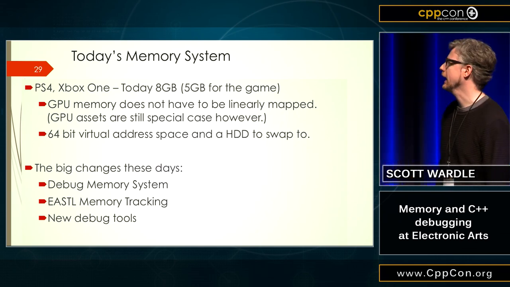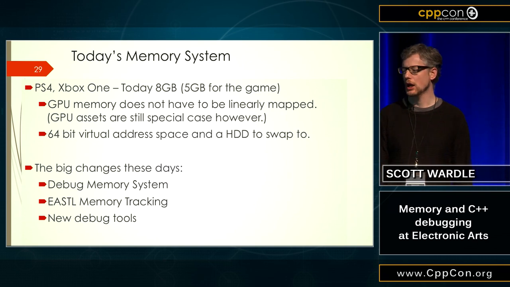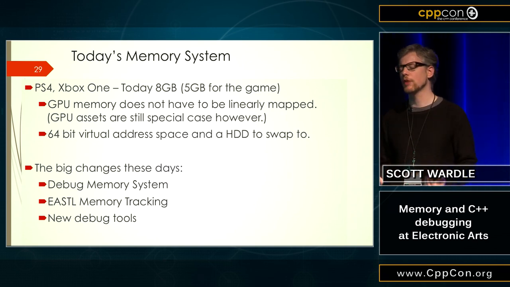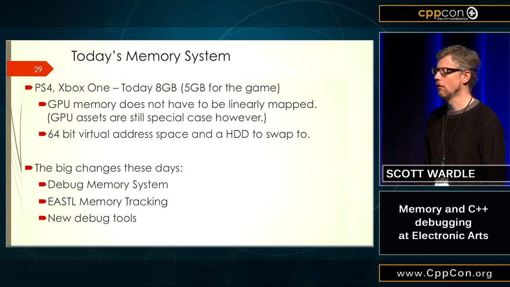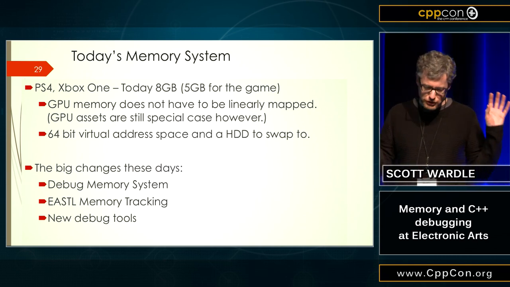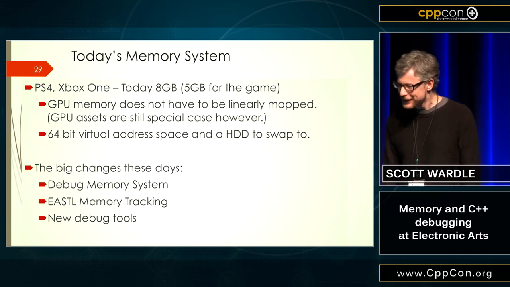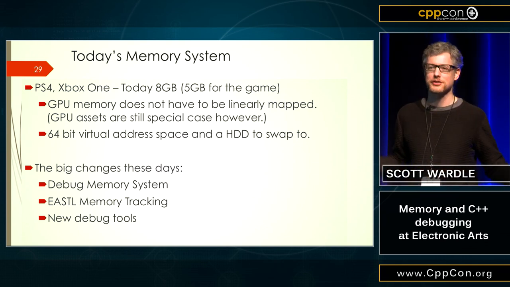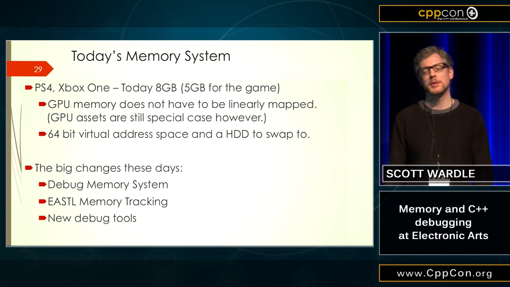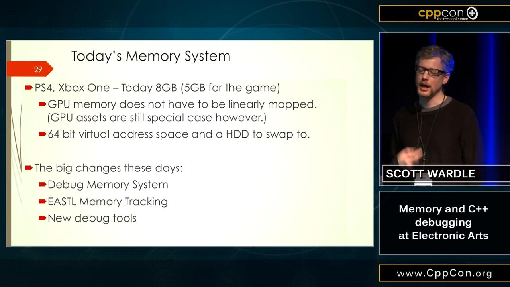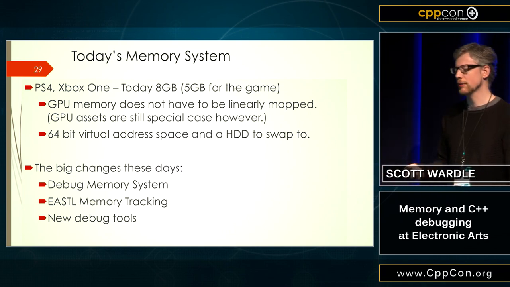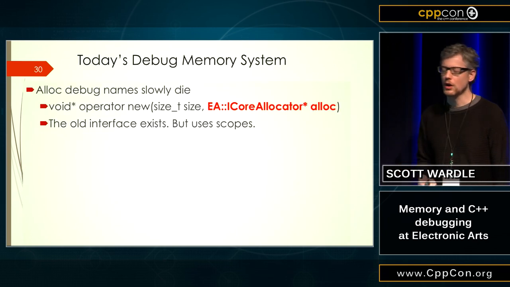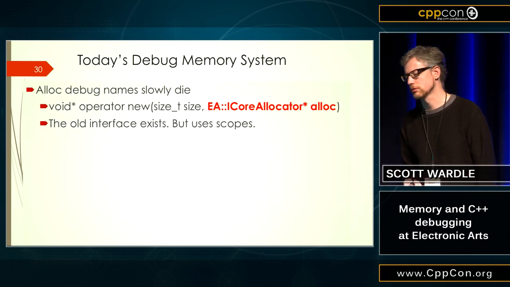So now we're off to today. Today, we obviously have even more memory. We have 64-bit addresses, so that's really good. We have hard drives on all of the consoles, so we're allowed to use them now. The GPUs are not quite virtual memory, but they're getting close, and we're even allowed to not have linear textures for them, so that's really good. So that means our debugging system should change again. And for memory tracking, we took another crack at it, and finally, I'm going to talk about our new debugging tools that we've been developing in-house.